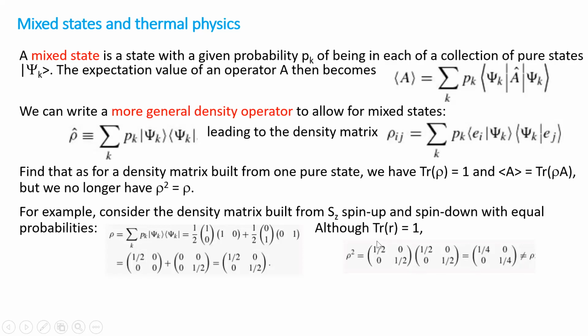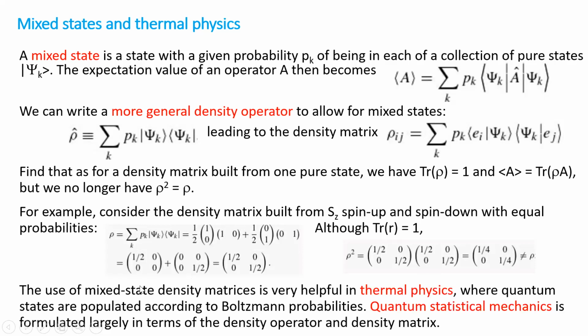So we can see that when we square the density matrix of a mixed state, like this mixed state of spin up and spin down, we do not get back the density operator. And again, that's a good indicator of whether we were dealing with a density matrix built from a pure state or from a mixed state.